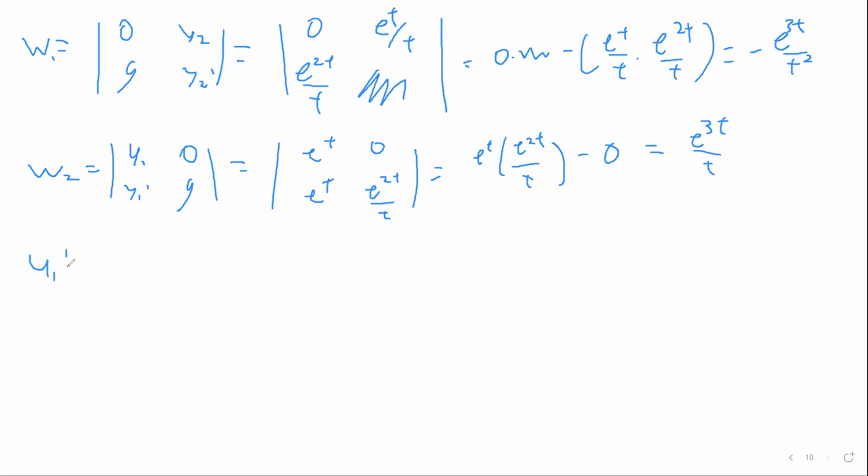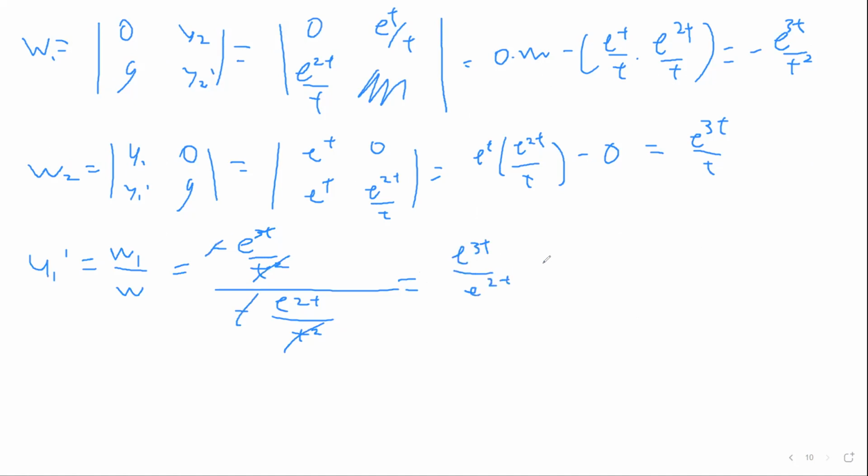Now we want u1 prime, which is equal to W1 over W, which is equal to negative e to the 3t over t squared, all over, what's W? Negative e to the 2t over t squared. And if we fix this nested fraction, the t squareds cancel out and the negatives cancel out. So we're left with e to the 3t over e to the 2t, which is just e to the t. And therefore, u1 equals the integral of u1 prime, which is equal to e to the t. Any questions about that?